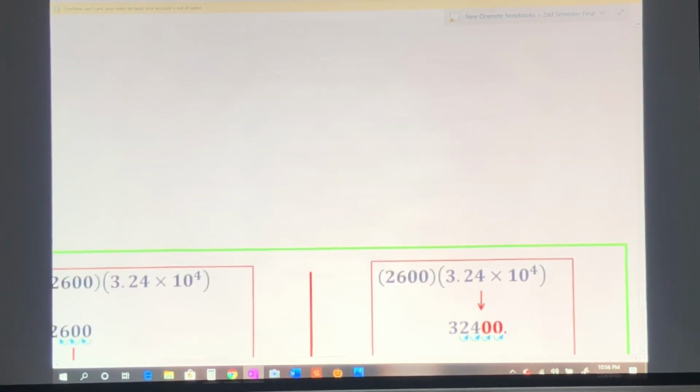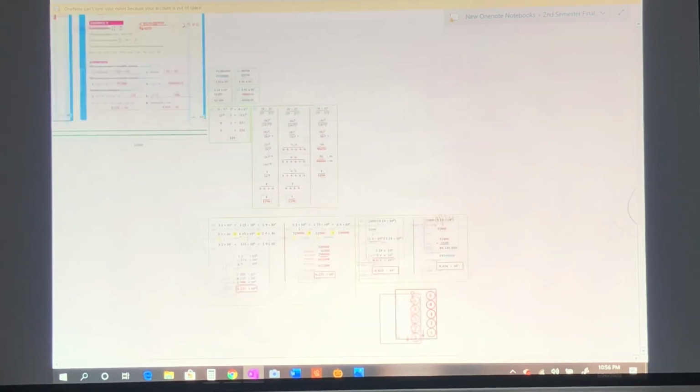By the way, you know what you could also do? You could take 3.24 times 10 to the fourth and put it in standard form. Then you could multiply these two numbers together, and you could put it back into scientific notation. That's crazy. Either method works.